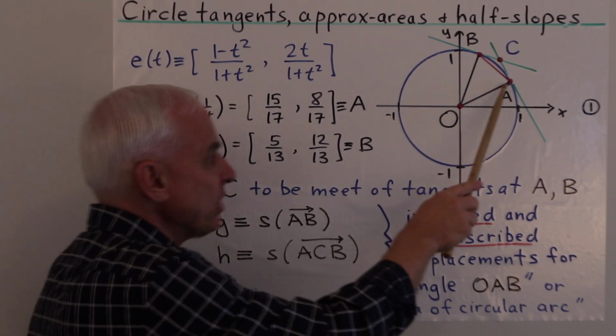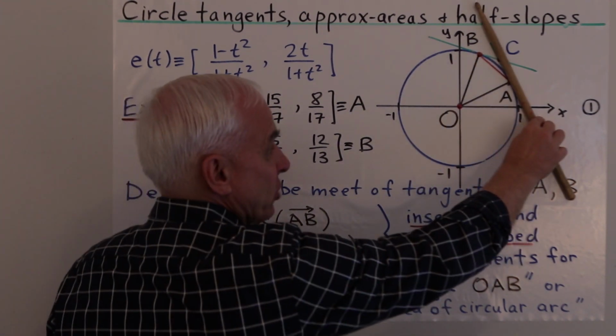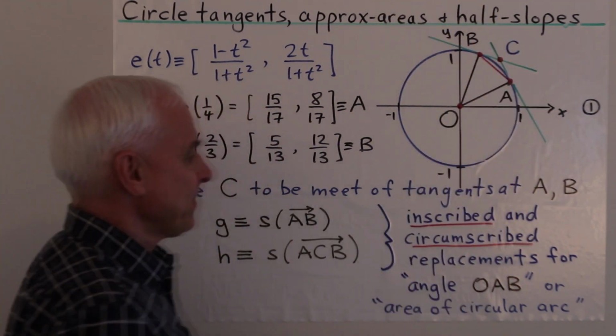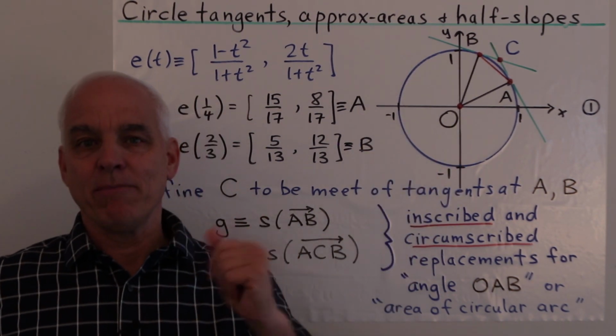Okay, so here are 2 points on the circle, exact, precise, rational points. And here we have the tangents at A and B. And we're going to be interested in the meet of these tangents. Let's denote that by C.